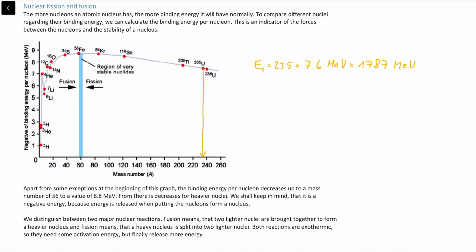But what happens in this nuclear reaction is that we end up having two lighter nuclei. So this could be, for example, this one here with a mass of 119.